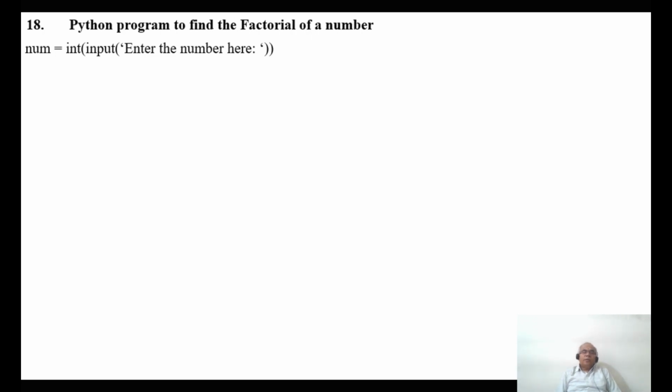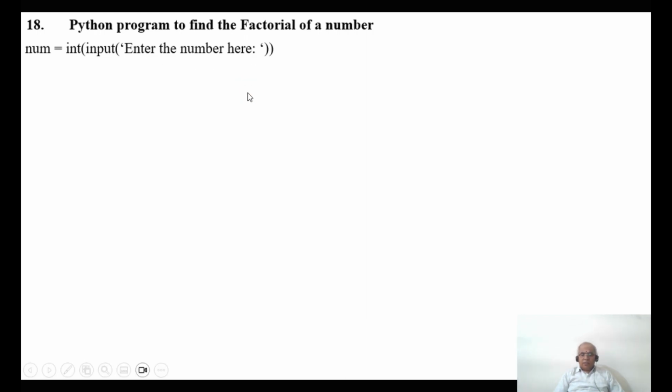Now in this video, we will take up one more Python program to find the factorial of a given number. Since I want to find the factorial of a given number, first I need to enter a number, which is through the input function. The number has to be converted into an integer because in Python, by default, whatever you give as input will be considered as a string. So num is equal to int(input("Enter the number here")).